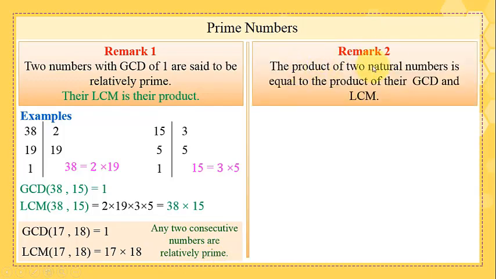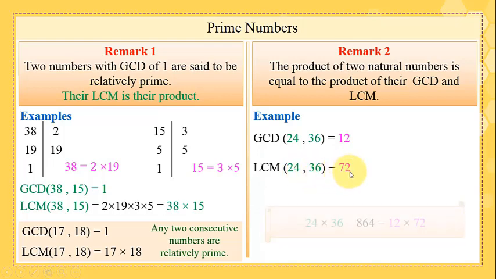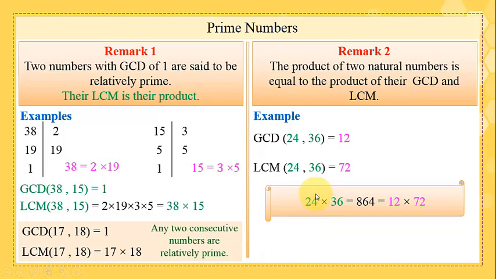Remark 2. The product of two natural numbers is equal to the product of their greatest common divisor and least common multiple. Example: greatest common divisor of 24 and 36 is equal to 12, and least common multiple of 24 and 36 is equal to 72. Notice that 24 times 36 is equal to 864, which is equal also to 12 times 72, which is the product of the greatest common divisor and the least common multiple of these two numbers.